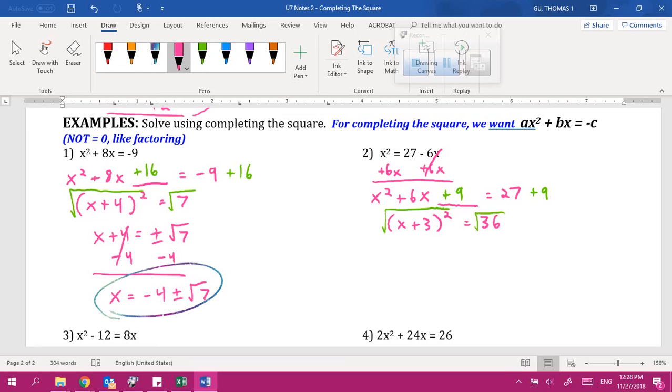Take square root of both sides. What does that leave me with? Plus or minus 6. That's right. And now? So what's my answer so far?